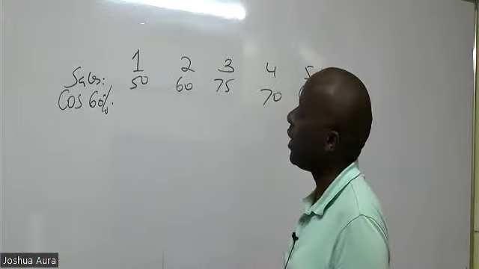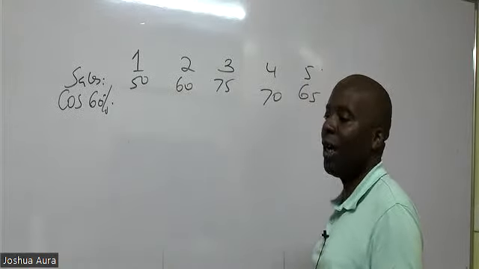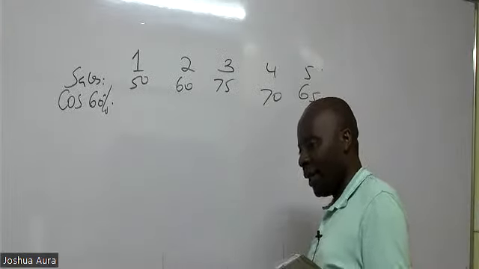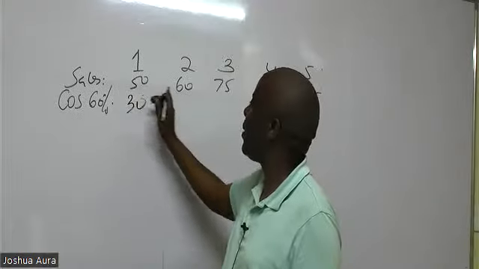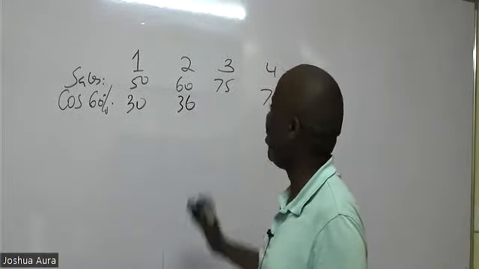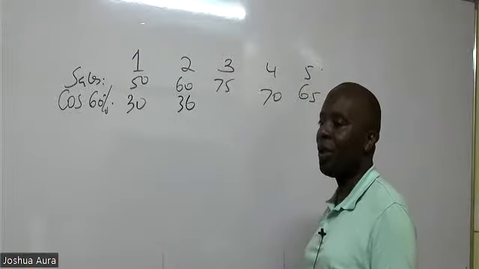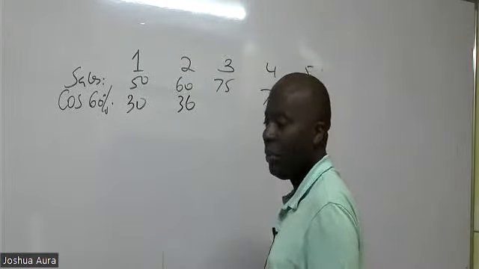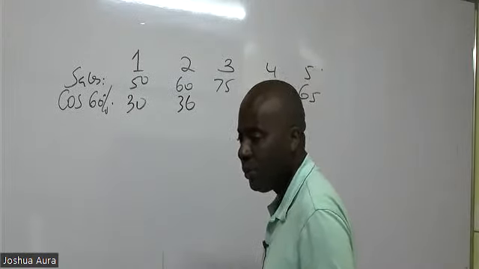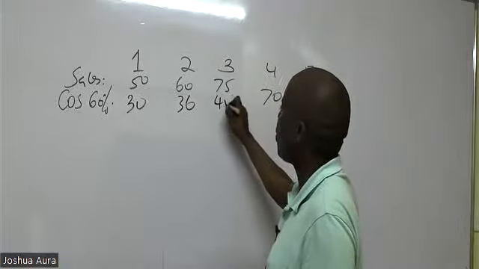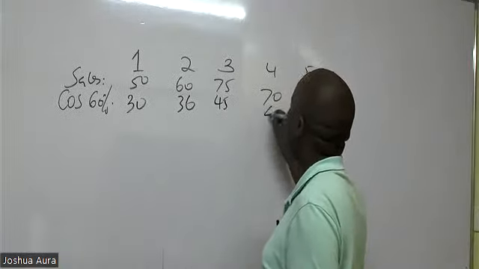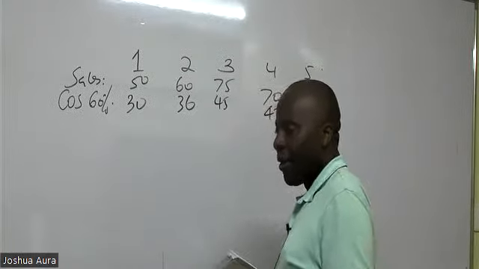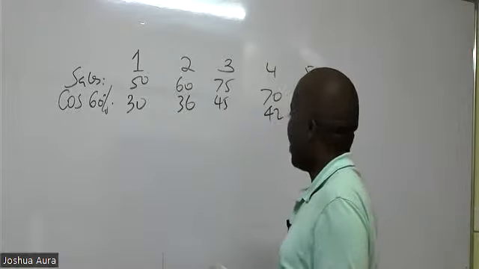So then could you kindly give me these figures very fast? 60% of 50 gives me what figure? 30. 60% of 60 gives me 36. 60% of 75 gives me 45, thank you very much. 60% of 70 gives me 42. The last one, 60% of 65, is 39. Thank you so much.